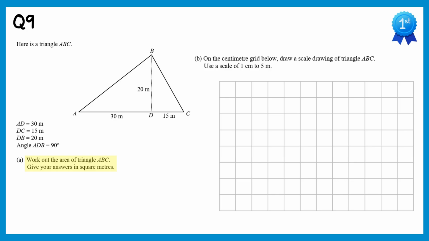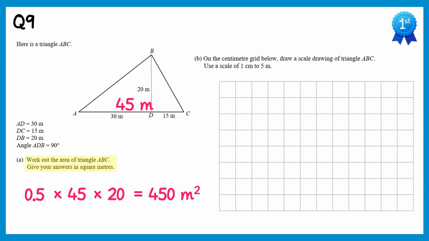So let's look at the base of the triangle. Well, that's from A all the way to C, so we can add together this 30 and 15 to give you a base of 45, and you can already see the perpendicular height there, that's 20. So to find the area of the triangle, we do 1/2, which is 0.5, times the base, which is 45, times the perpendicular height, which is 20, and if you type all of that into your calculator, you'll get the answer 450 meters squared.